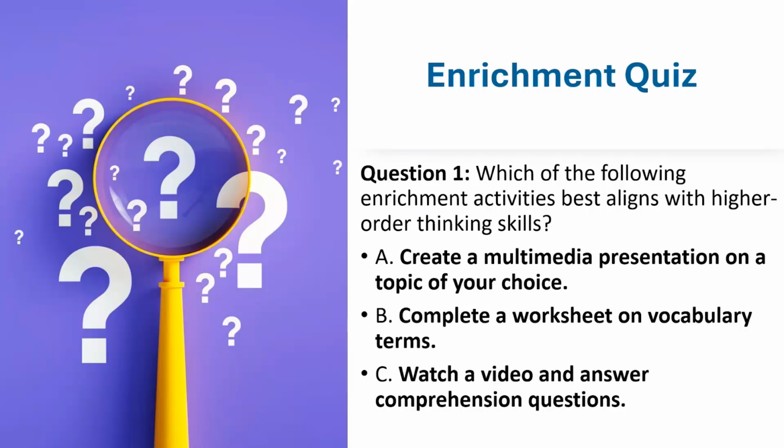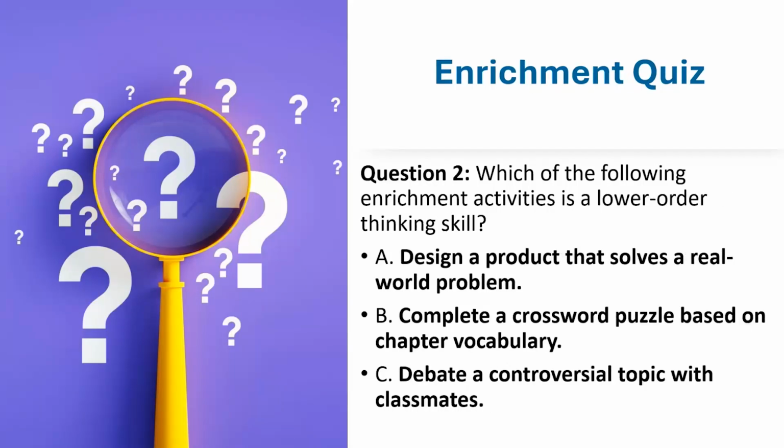Now let's move to the next one, because you're going to think I might be tricky, but we're not tricky today. Which one of these aligns with a lower level thinking skill? A, design a product that solves a real world problem. B, complete a crossword puzzle based on chapter vocabulary. Or C, debate a controversial topic with classmates.